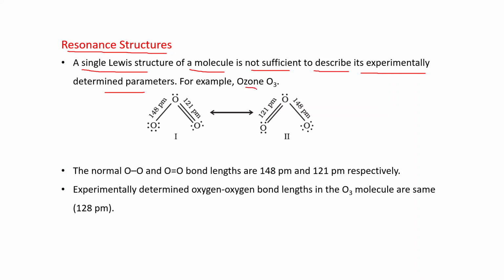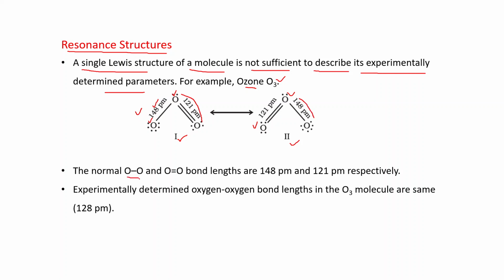For example, ozone, O3. For ozone, we can write these two Lewis structures. You can see the differences between these two Lewis structures. In this one the oxygen-oxygen single bond length is 148 picometer, while the double bond length is 121 picometer. In the other structure, the positions are reversed.